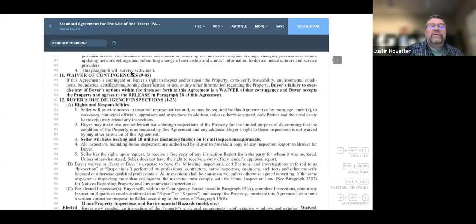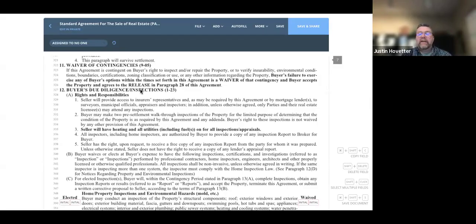And this paragraph will survive settlement. That's a nice reminder. Now, waiver of contingencies. I'm going to give us another 20 minutes on this, and we may not get through the whole thing. Sorry to drag it out, but this is super important stuff. Do you guys agree? Yes.